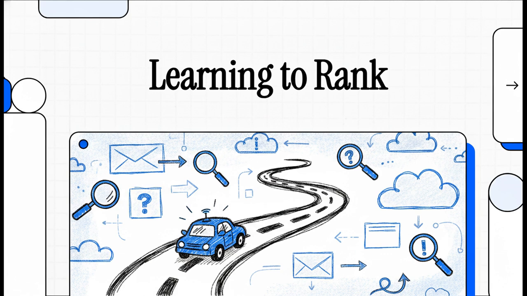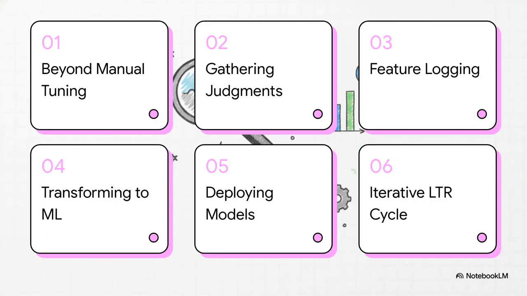We're going to dive into a highly sophisticated technique called learning to rank, or LTR, which basically acts as the self-driving engine of modern search relevance. Here is our roadmap for today. We'll start by looking beyond manual relevance tuning, then move on to gathering judgment lists, feature logging and engineering, and transforming ranking into machine learning. Finally, we'll cover training, deploying, and using the model before wrapping up with the iterative LTR cycle.